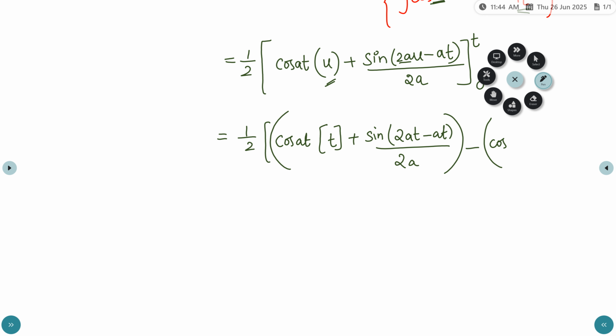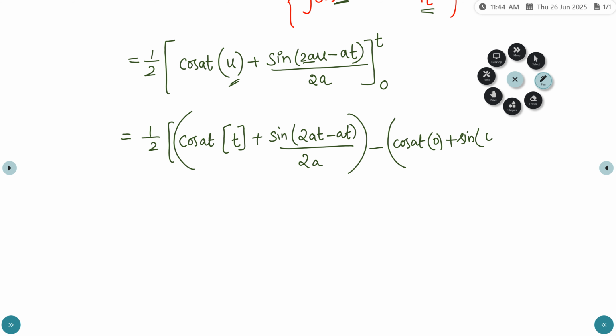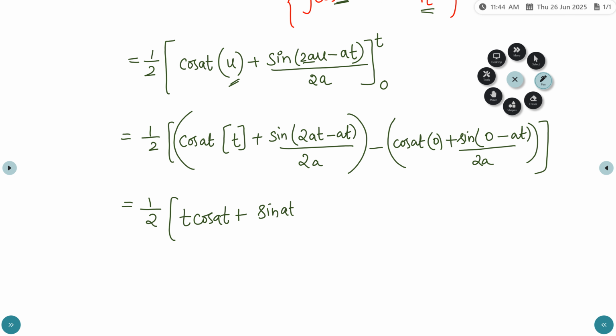Cos at into 0 plus sin of 2au, in place of u put 0. So 0 minus at divided by 2a. Upper limit minus lower limit. Then 1 by 2, t into cos at, just t cos at plus 2at minus at, sin at divided by 2a.